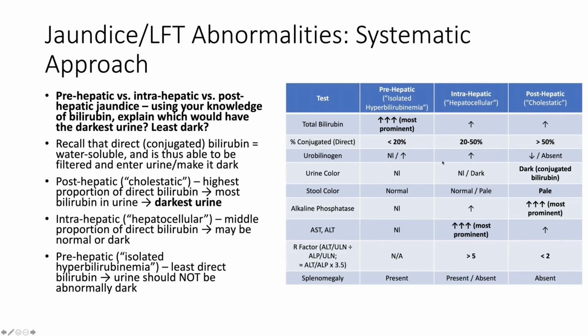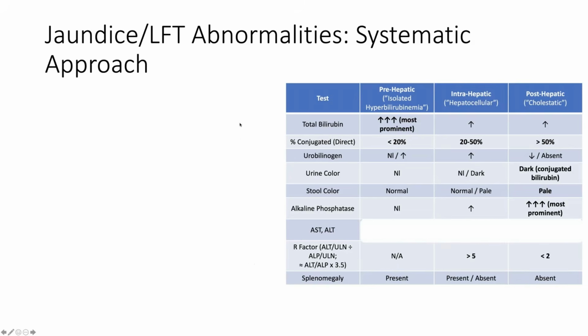It's going to have the middle amount of conjugated bilirubin, so it's going to have maybe a little bit of dark urine, but not too much. And then the prehepatic is going to be mainly unconjugated bilirubin, so less than 20% of it is going to be conjugated. And so that is going to be largely not dark urine. It is almost never dark, at least from the bilirubin itself.